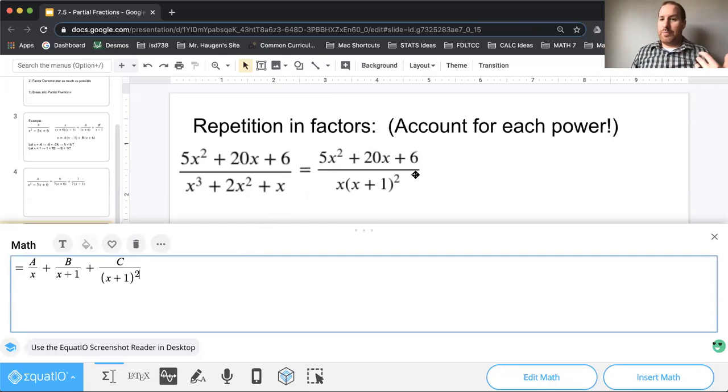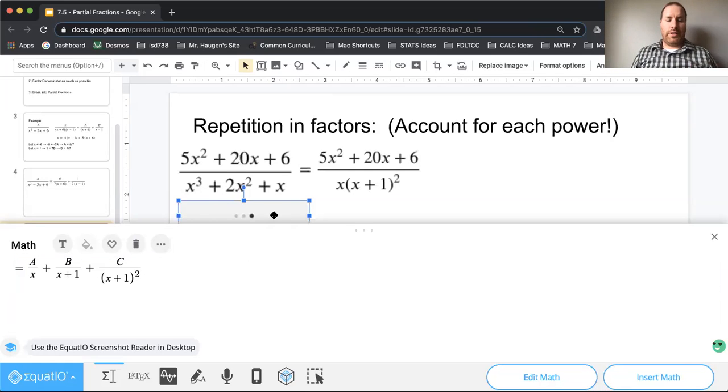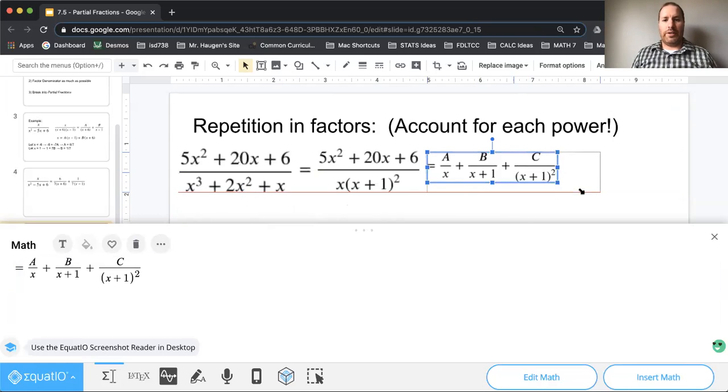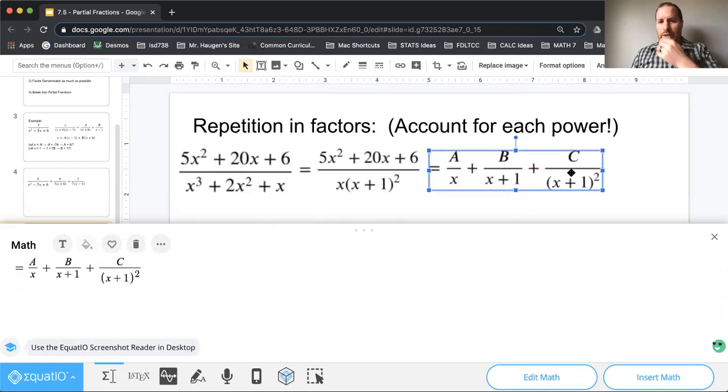If this was a higher power, which I don't think shows up in your homework, like a fourth power, you'd have b over x plus 1, c over x plus 1 squared, d over x plus 1 cubed, e over x plus 1 to the fourth. You just account for every single exponent all the way up. From there, it's very much the same. If that makes sense to you, you can skip ahead a little bit. I'm just going to go through that.